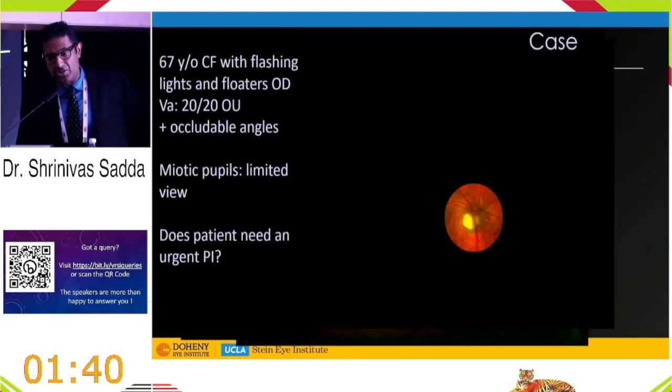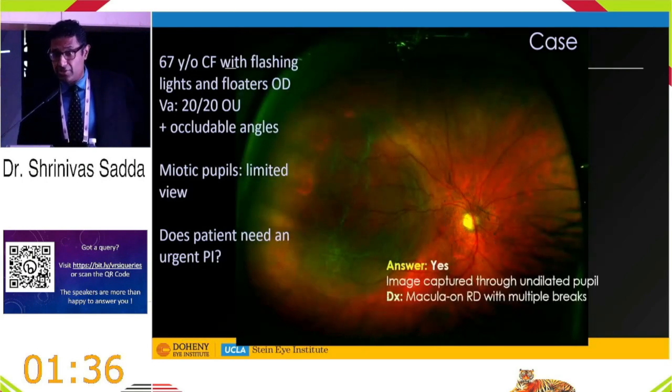This is an example of a patient who we couldn't dilate because they had occludable angles, they had flashes and floaters. This patient actually needed urgent attention because they actually had a rhabdomyosarcoma retinal detachment.